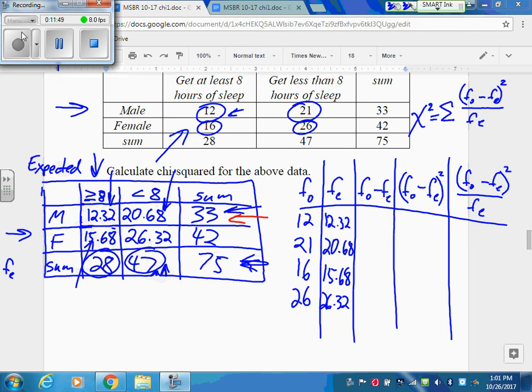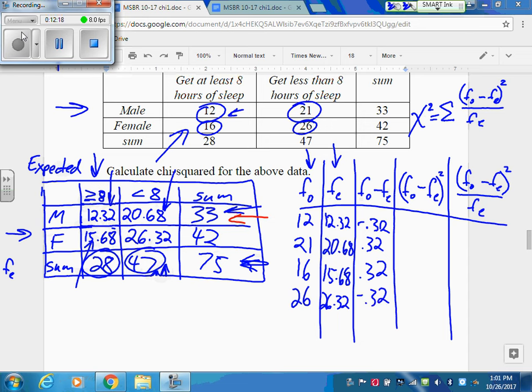All right, now we go to our next column, and it tells me to subtract those. So I'm taking 12 minus 12.32, so it's negative 0.32. Now I'm going to the next one, which is 21 minus 20.68, which gives me a positive 0.32. And then I go to my next one, which is also a positive 0.32. Again, what am I doing? I'm taking this column, the value in it, subtracting that one. So I took 16 minus 15.68. And then finally, 26 minus 26.32, which gives me negative 0.32.